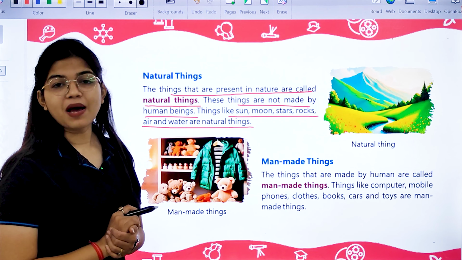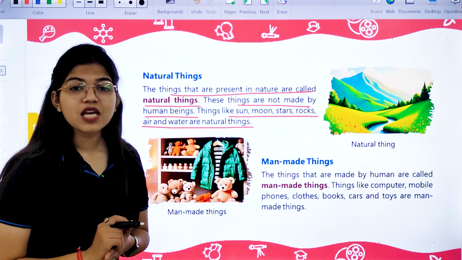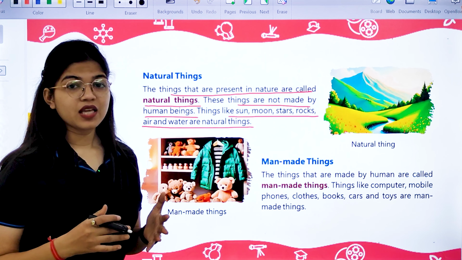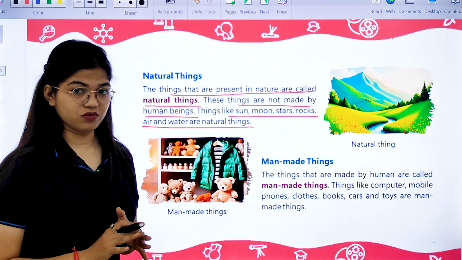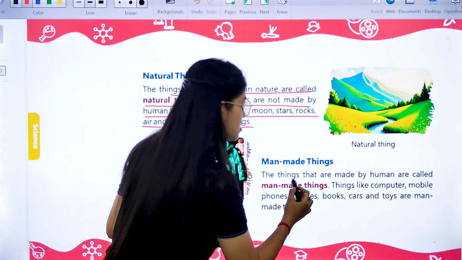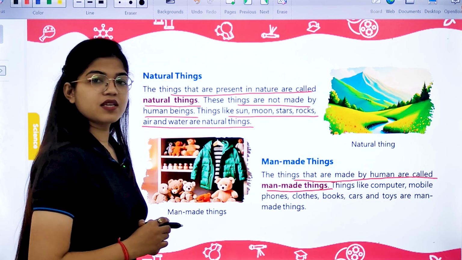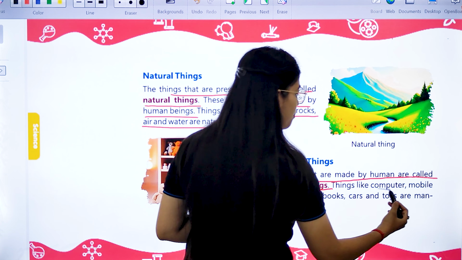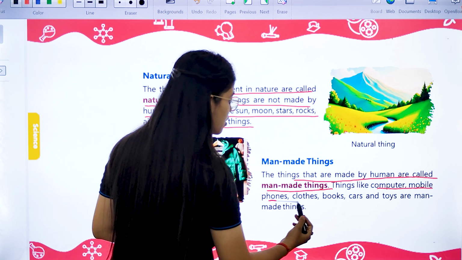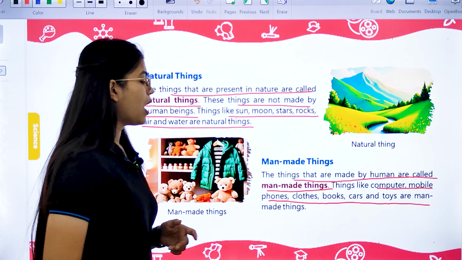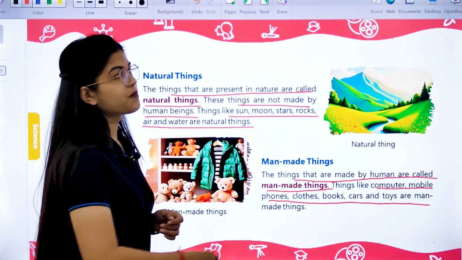Then we have man-made things. As the name suggests, these are made by the human being, by man. They do not exist on their own. The things that are made by humans are called man-made things. For example, computer, mobile phones, clothes, books, cars, toys, etc. all are man-made things.